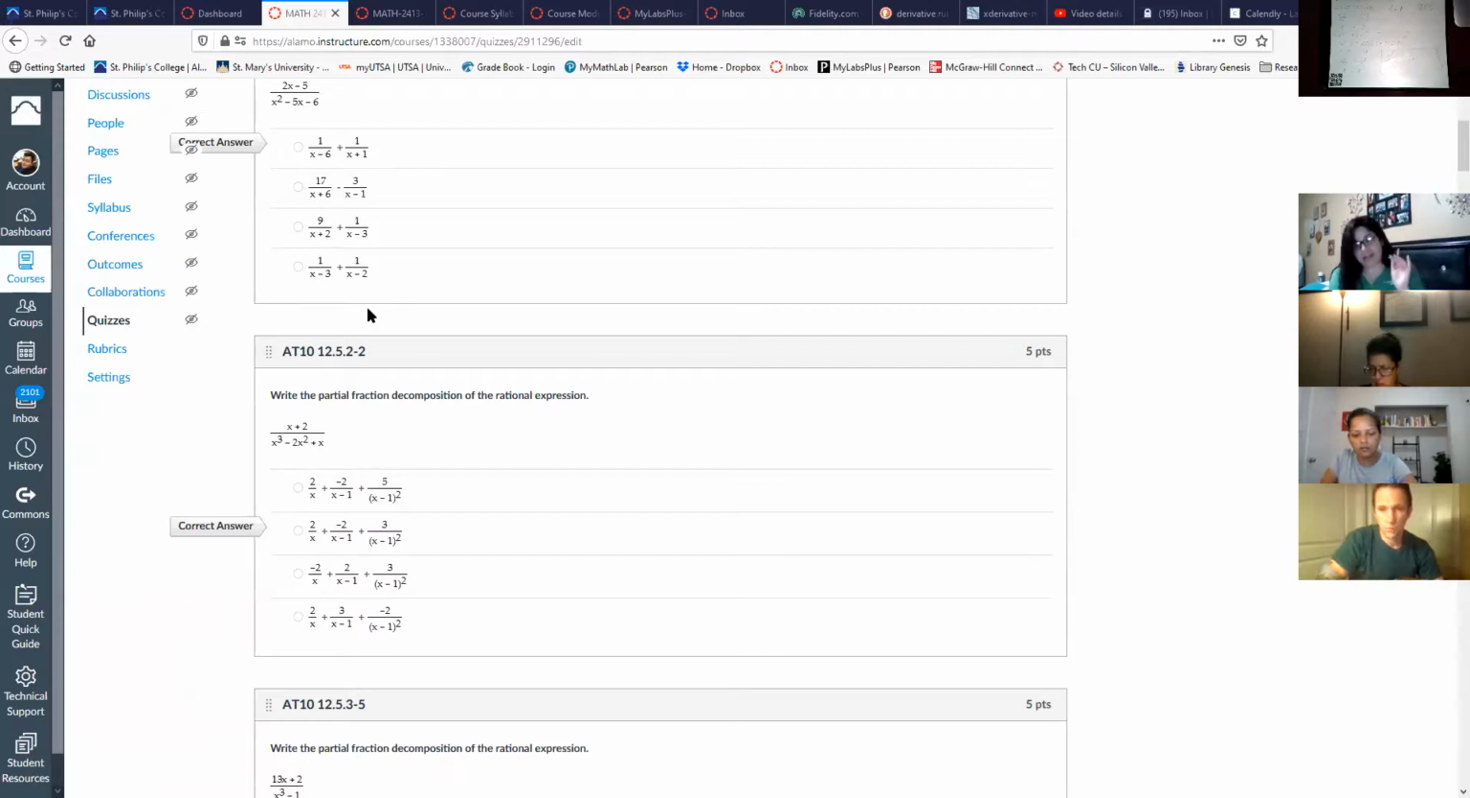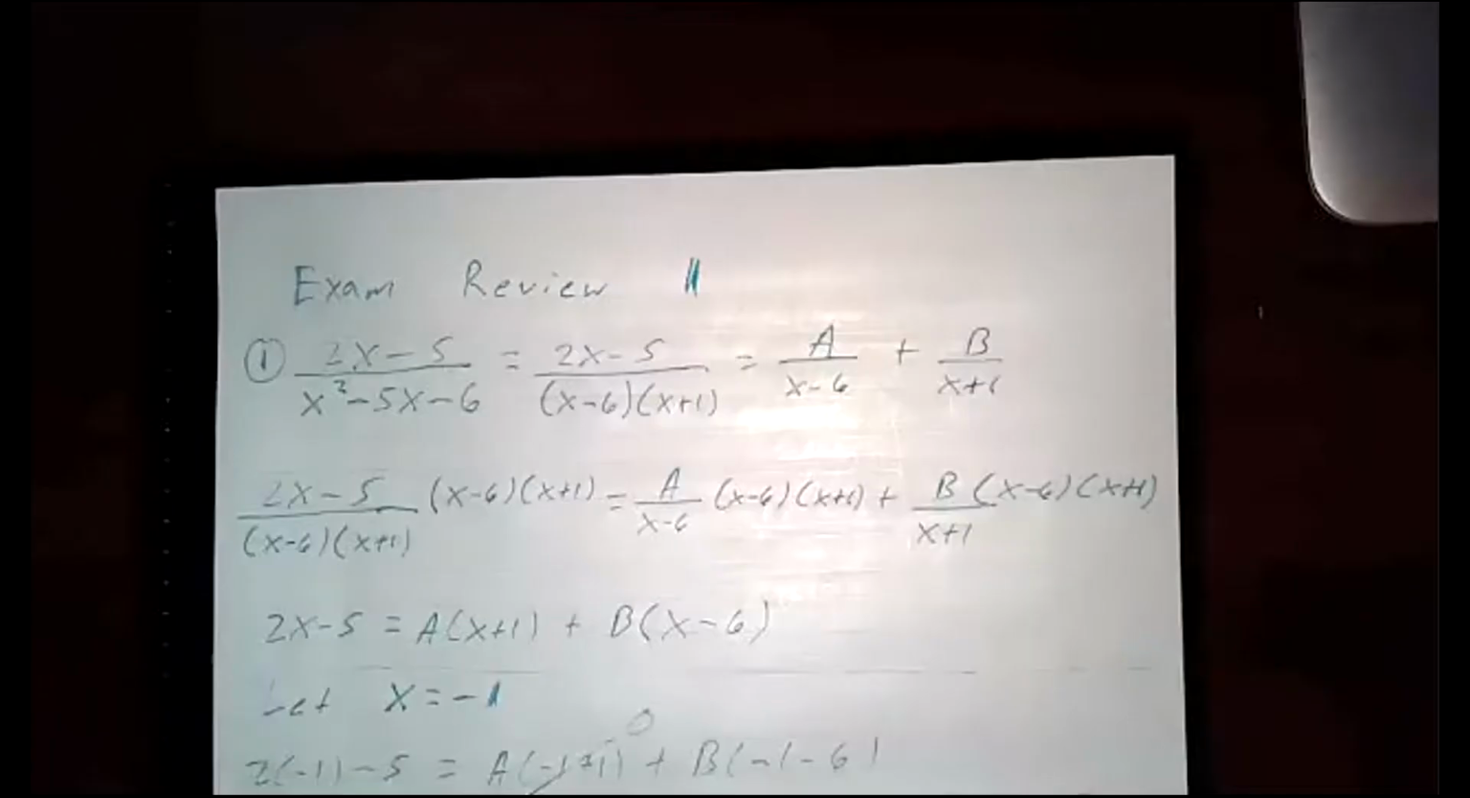I don't understand any of this at all. This whole decomposition thing is really just kicking my butt. I don't understand what happened to the x squared minus 5x. Why do we just say, oh, we're putting it x minus 6, x plus 1?